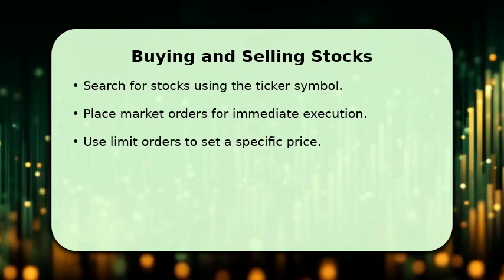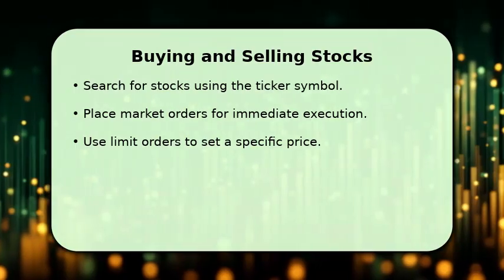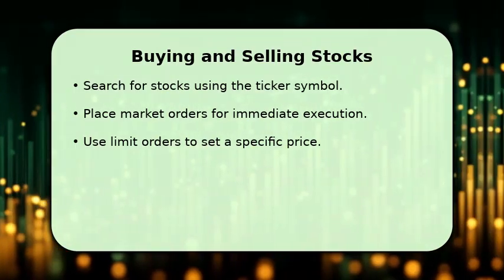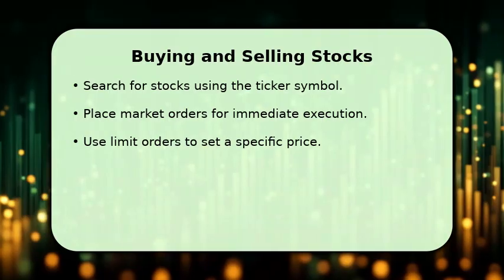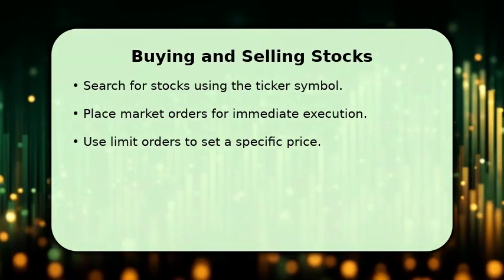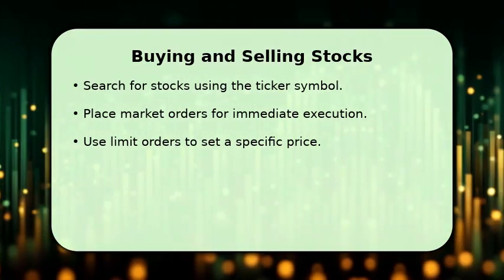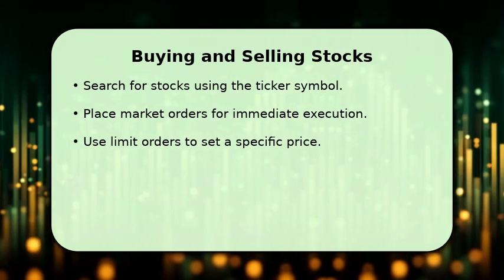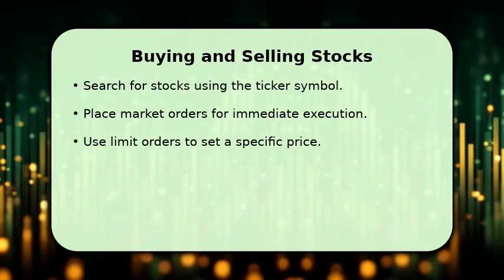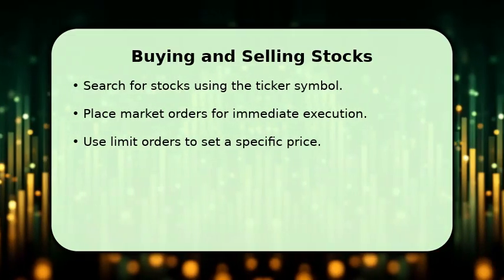To buy a stock, simply search for its ticker symbol within the app. You can place a market order to buy or sell at the current price, or use a limit order to specify the exact price you want. Selling is just as easy. Find the stock in your portfolio and choose your order type. Always review your order before confirming.